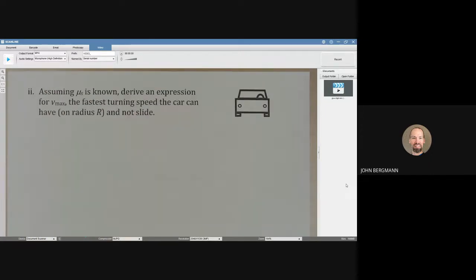Assuming mu sub s is known, derive an expression for Vmax, the fastest turning speed the car can have on radius r and not slide. You see, if it goes faster than that, then it's going to start to slide, and then we don't have static friction anymore. So static friction is going to be maxed out.